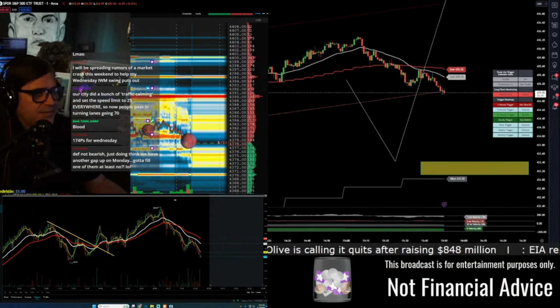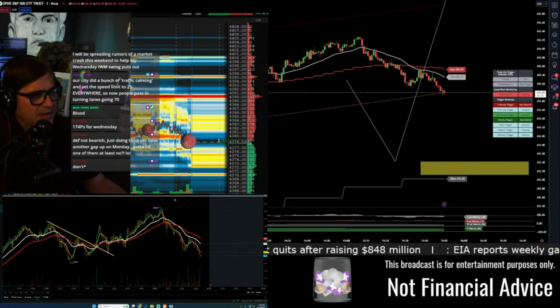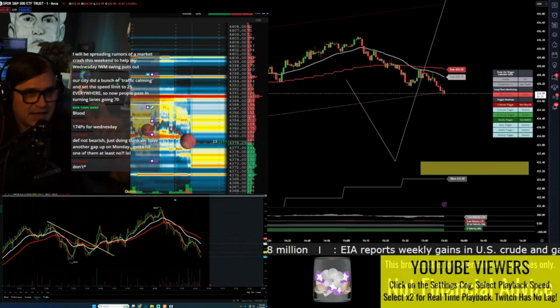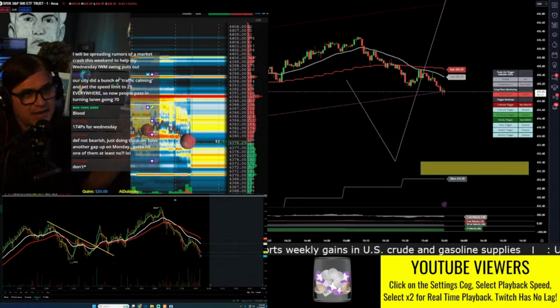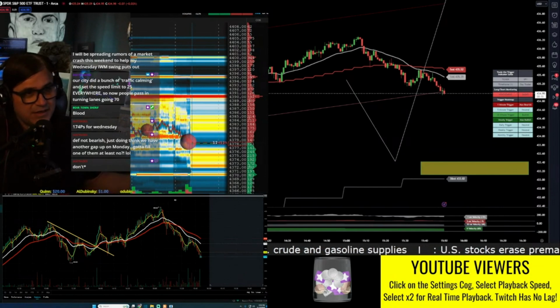Definitely not bearish. 170 puts for Wednesday. Definitely not bearish. Just don't think we get another gap up on Monday. Got to fill one of those. I think IWM goes down on Monday, but I think it catches the bounce on 170 though. I wouldn't be short. Get to 170 and just get out of that put spread or whatever you're in. If you see rejection below 170, you can get bearish again.